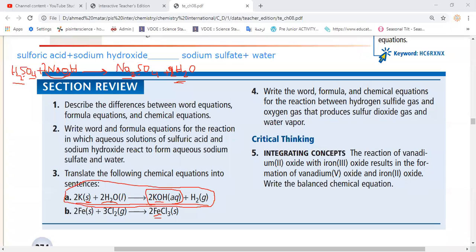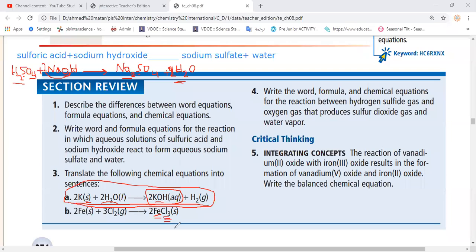Yes, Mariam? Still answering? It's solid iron chloride. Yes, solid iron chloride. What kind of iron? We must mention what kind of iron here. Is it iron 2 or iron 3? 3, because each iron atom is combined with 3 chlorine. As chlorine is monovalent, that means the iron must be trivalent.